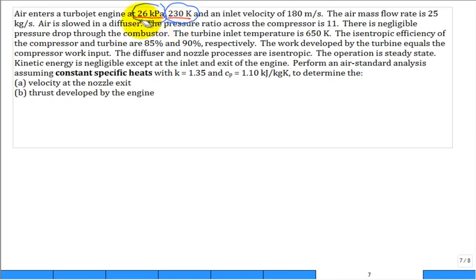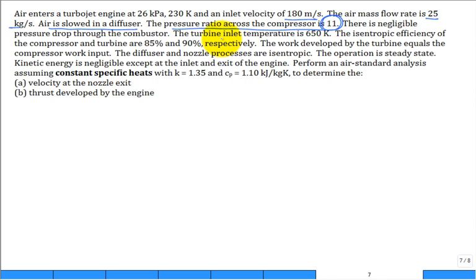All right. It has an inlet velocity. They give it to us. So we'll have the inlet kinetic energy. We'll put it through the diffuser and slow it down. The air mass flow rate is given. The air is slowed first in the diffuser. The pressure ratio across the compressor is 11. There is negligible pressure drop through the combustor.